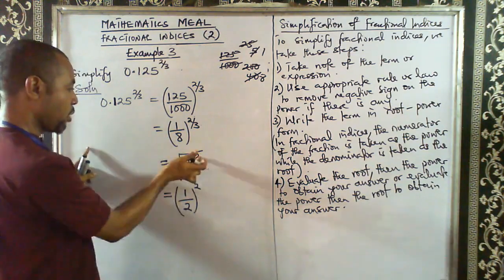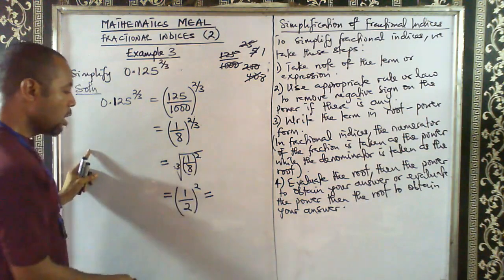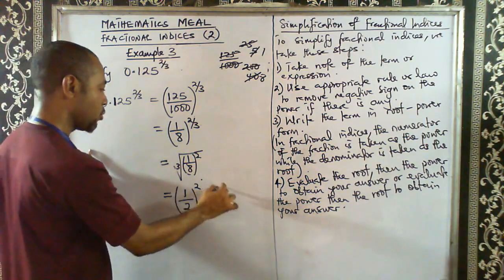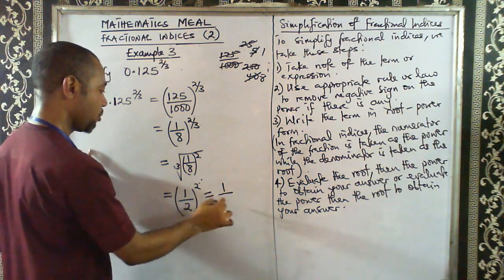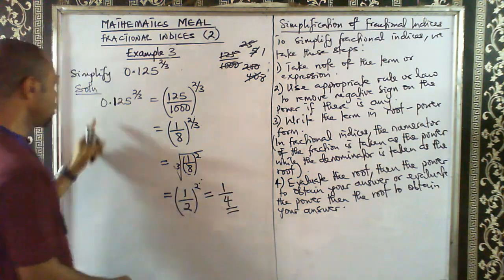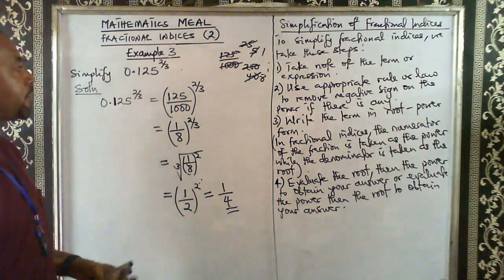So raised to power 2, we are here to handle power. So this will now give me 1 raised to power 2 is 1. 2 raised to power 2 will give us what? 4. So the whole of this is 1 over 4.